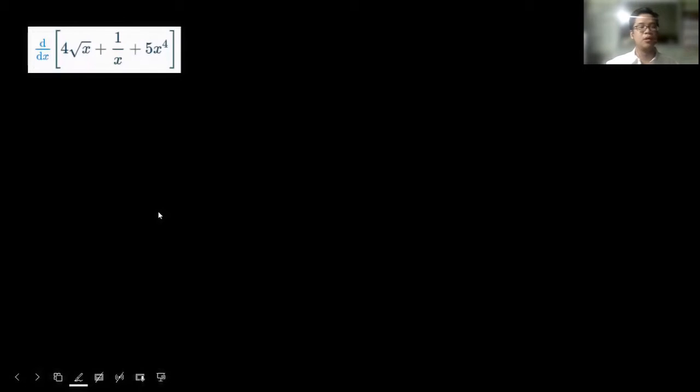Next problem. How about this one? We have a given problem, and we have 4 square root of x plus 1 over x plus 5x raised to 4.